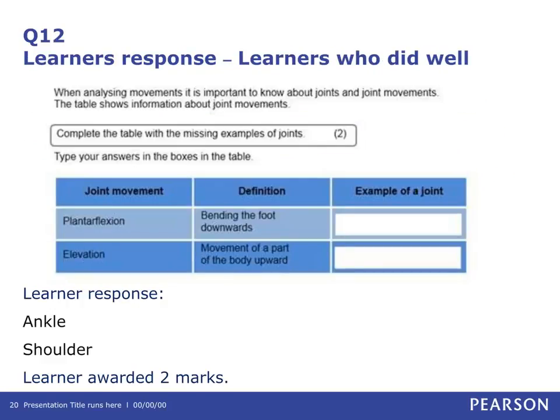Question 12. This is a straightforward labelling question. The question was answered well, showing that learners have a good knowledge of joints. The name of the joint, ankle, shoulder, was accepted as a correct response, as well as the type of joint, ankle, hinge or condyloid, shoulder, gliding.